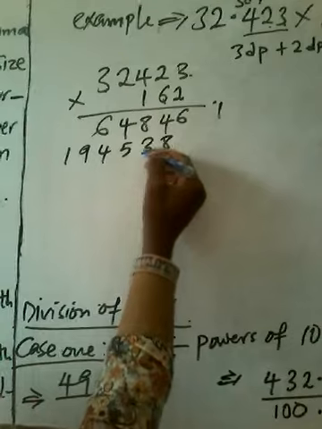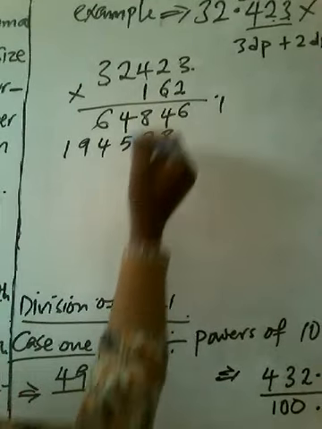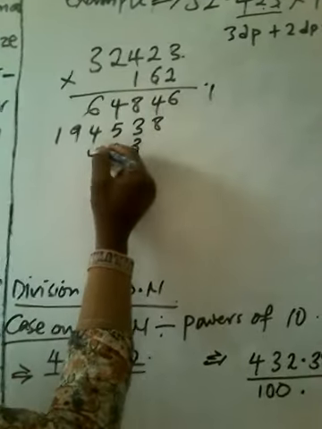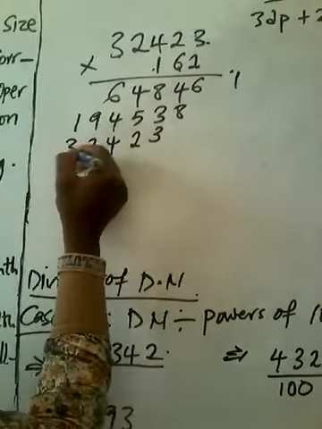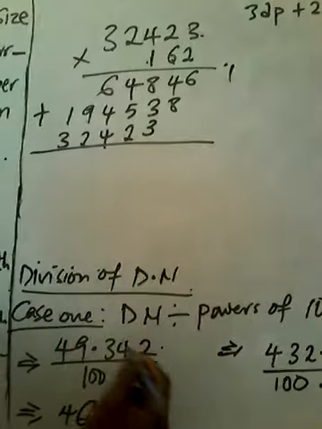Multiply with 1. 1 times 3 will give you 3. 1 times 2 will give you 2. 1 times 4 will give you 4. 1 times 2 will give you 2. And 1 times 3 will give you 3. What do you do? Add all the 3 answers together.